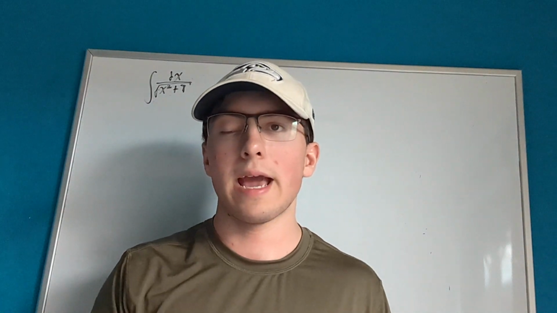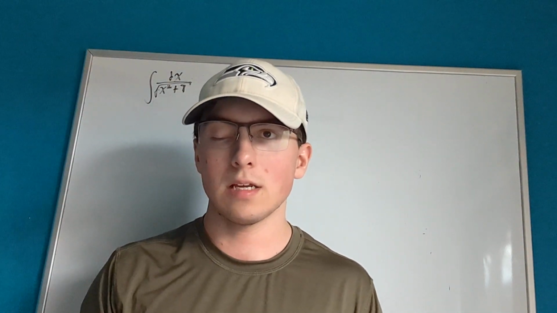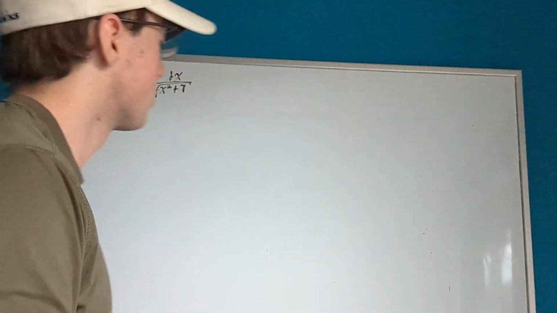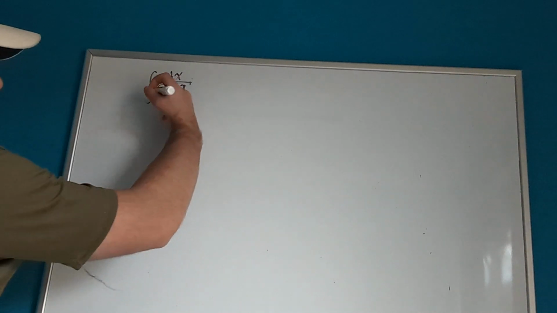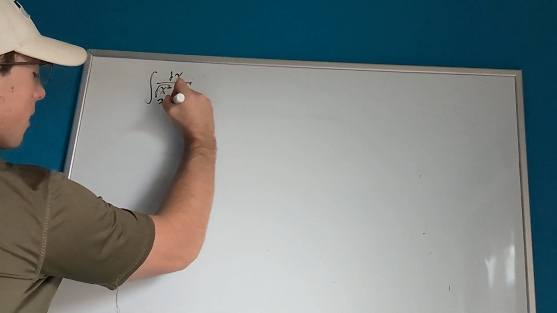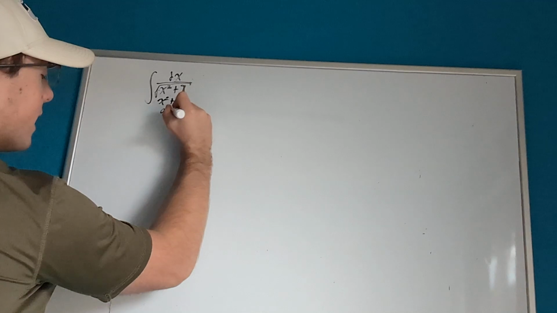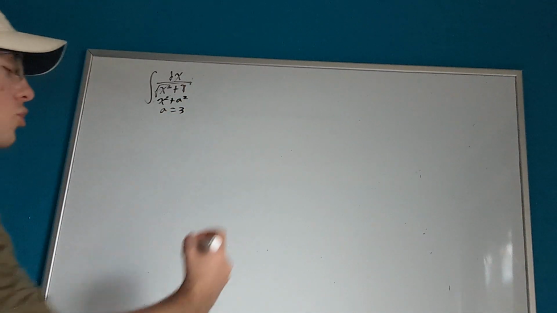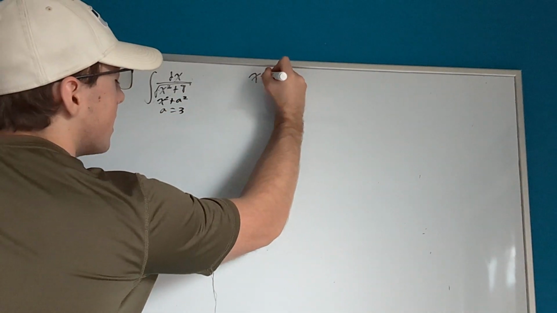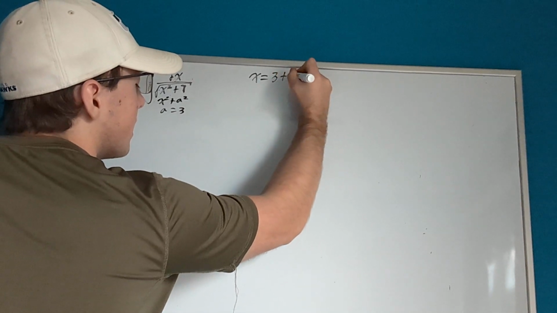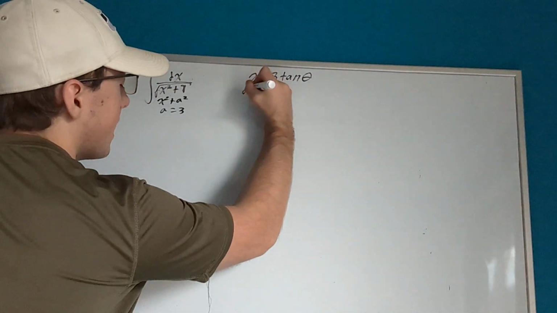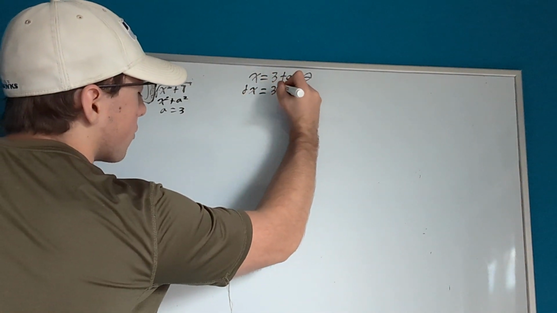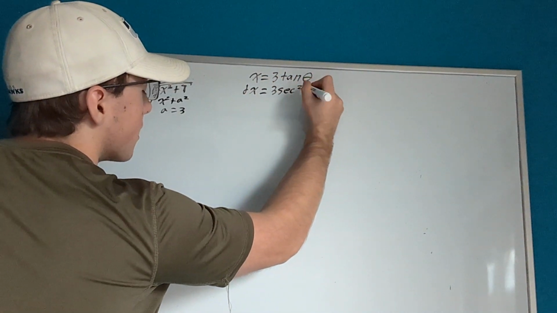Today, I want to talk about the x squared plus a squared case of the trig substitution. So let's get into it. Let's say we have the integral of dx over the square root of x squared plus 9. Well, this is in the form x squared plus a squared, where a equals 3. So our trig sub is going to be x equals a, or 3 times tangent theta. Then dx equals 3 times secant squared theta.